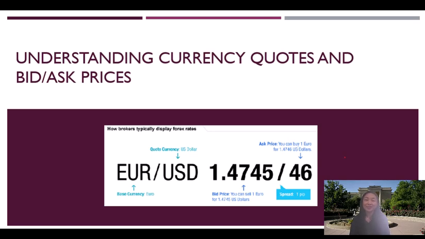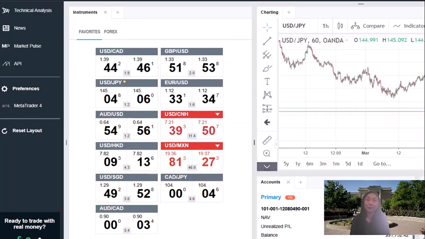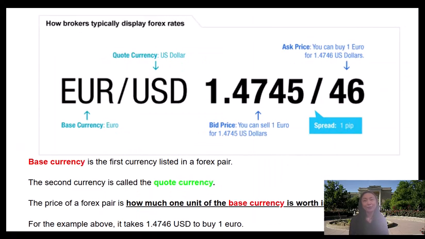In the foreign exchange or forex market, currencies are always traded in pairs because trading involves buying one currency and selling another simultaneously. Therefore, exchange rates are always quoted as one currency relative to another. Let's take an example with the EUR-USD pair, which represents the euro against the US dollar.